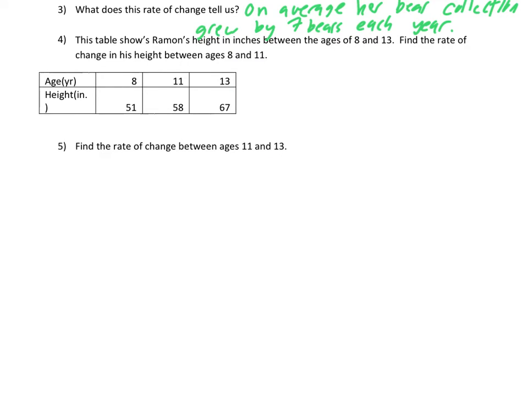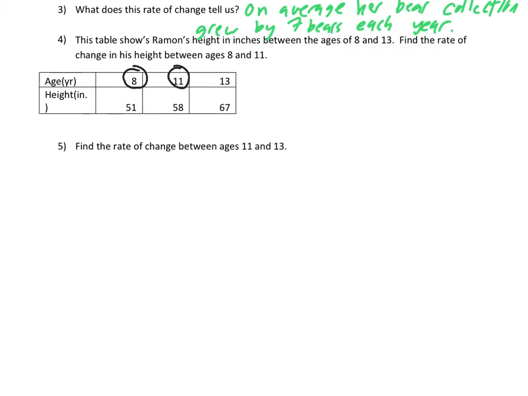Now we're looking at a table that's showing Ramon's height in inches between the ages of 8 and 13. We're going to find the rate of change in his height between ages 8 and 11. First of all, let's make sure that we're finding the right thing. We're looking at 8 and we're looking at 11, finding the rate of change between those two ages. Before, we looked at the difference between the two heights, and this time I'm going to write it out kind of like a formula.